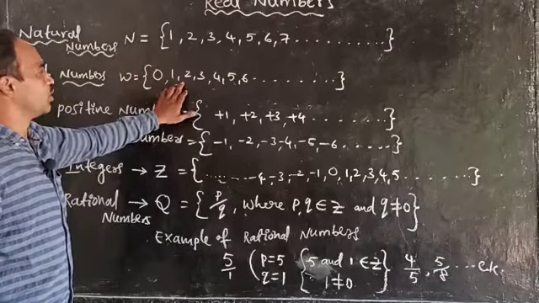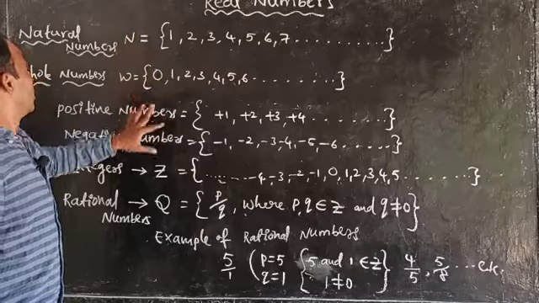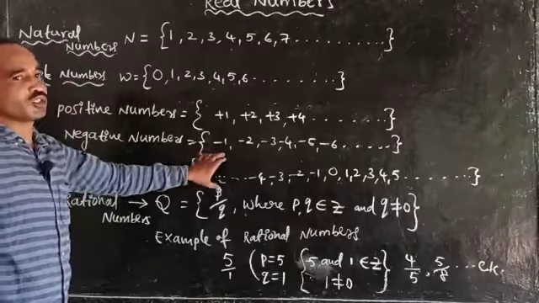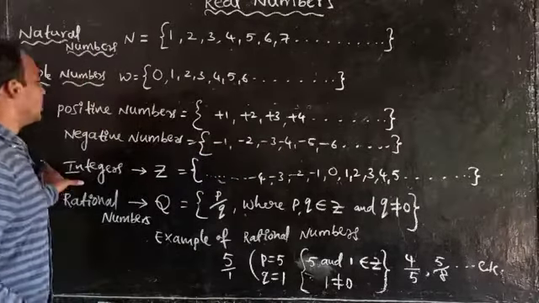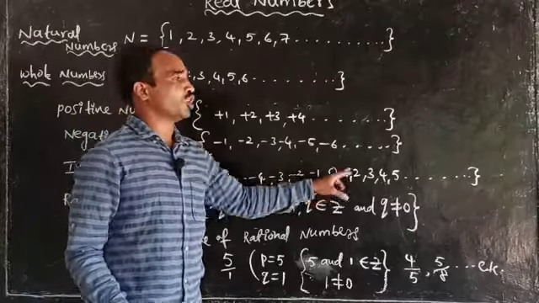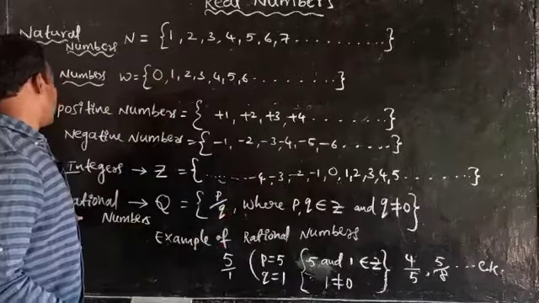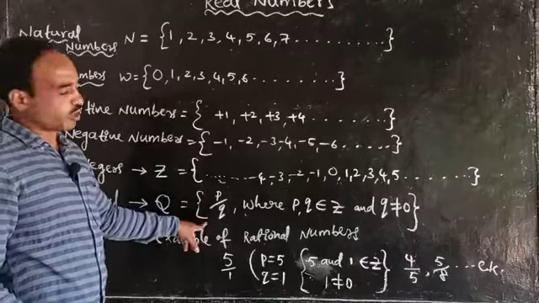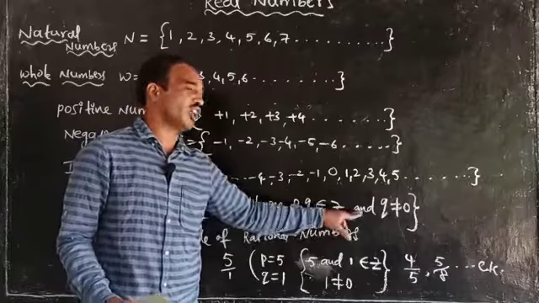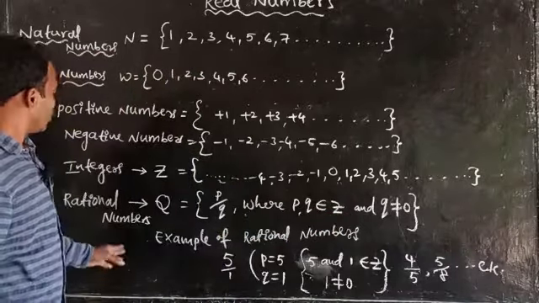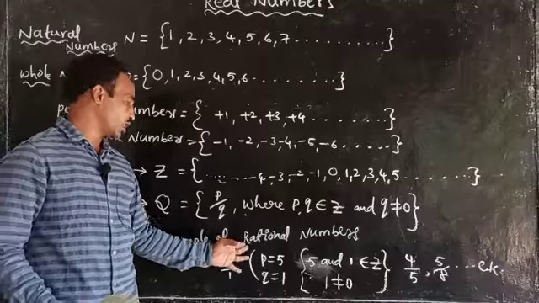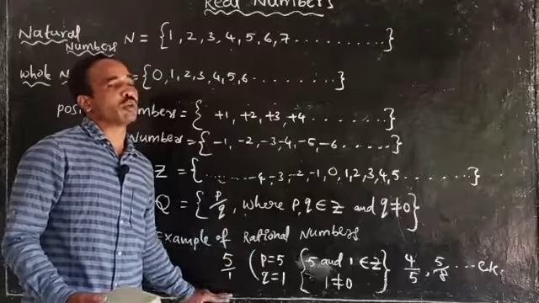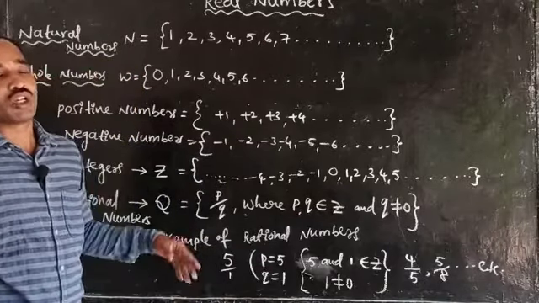These start from 0, the smallest number 0, and positive numbers +1, +2, +3 and so on, and negative numbers -1, -2, -3, -4 and so on. Integers include 0, positive numbers and negative numbers. Another one is rational numbers, which are represented in the form of P by Q, where P comma Q belongs to Z and Q is not equal to 0. Examples of rational numbers are 5 by 1, 4 by 5, 5 by 8. So many, uncountable numbers. Rational numbers are also uncountable.